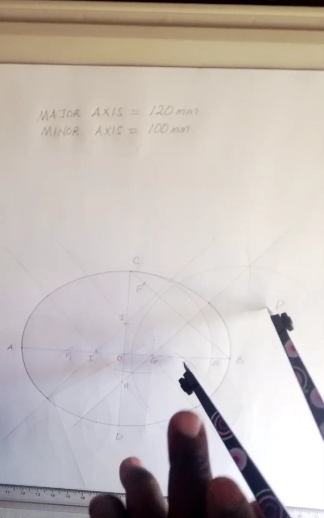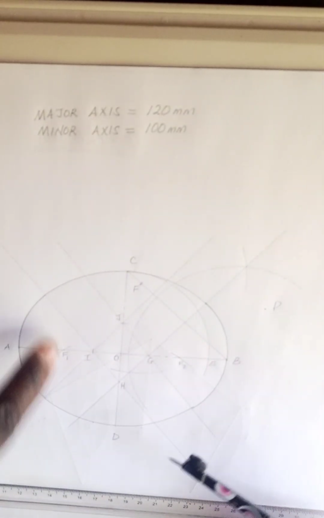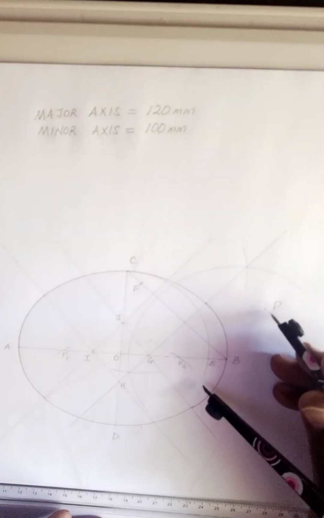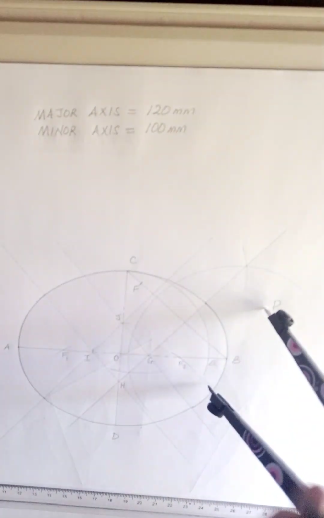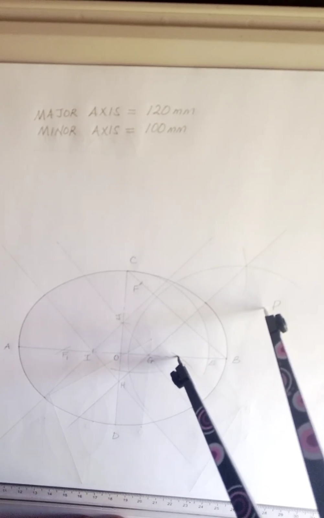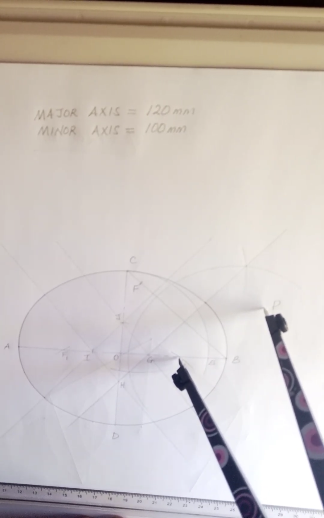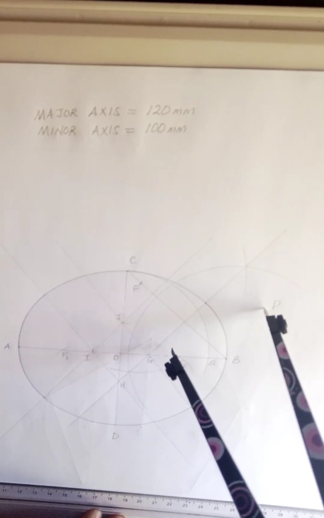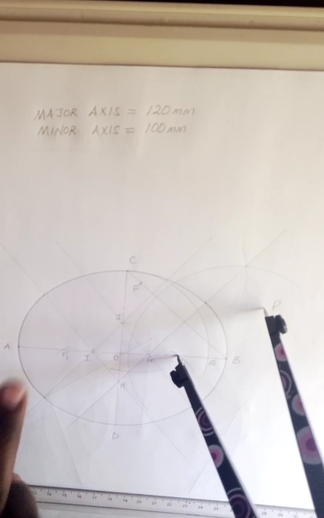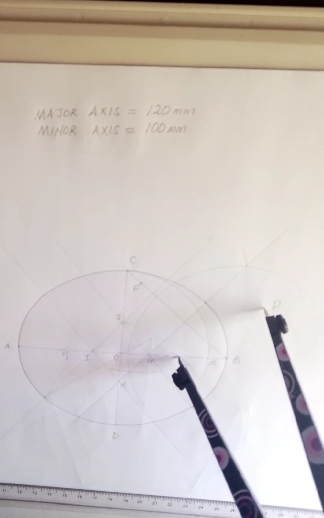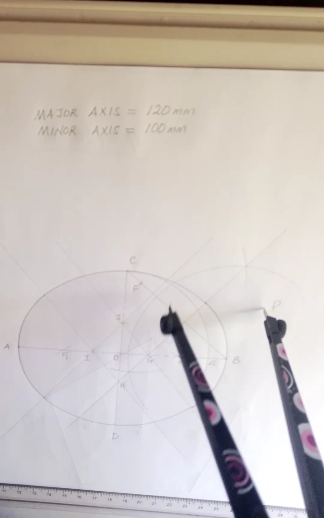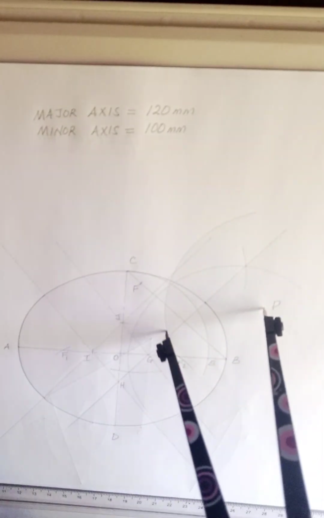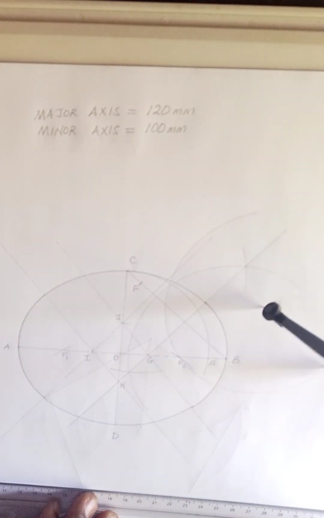Why have we selected F2 and not F1? Okay, the reason is simple. According to the method, we first of all have to look at the nearest focal point to the point from which we are supposed to draw the tangent, and this is F2, sorry, and not F1. So once we get this dimension or this radius, we now strike a long arc. This arc must pass through point F2.